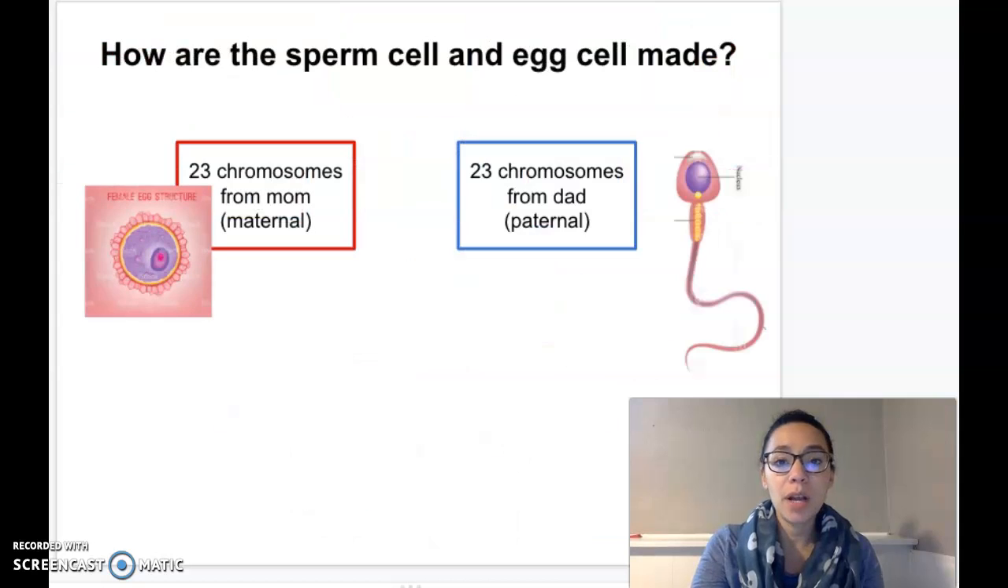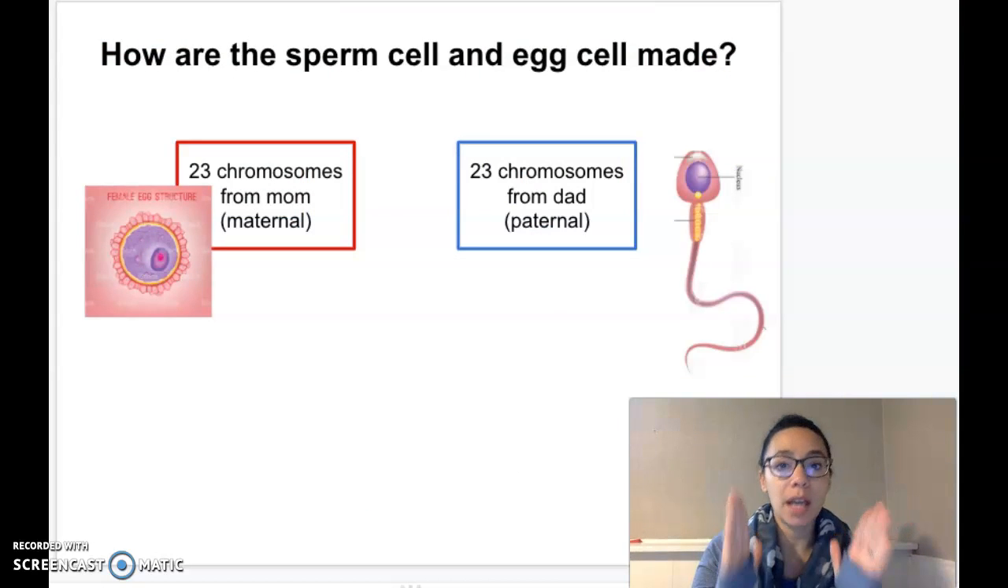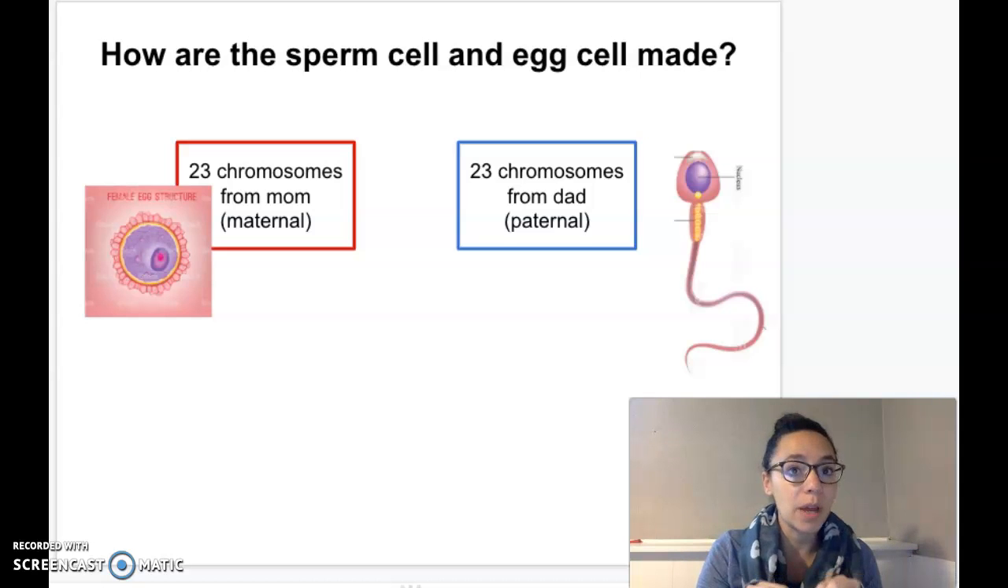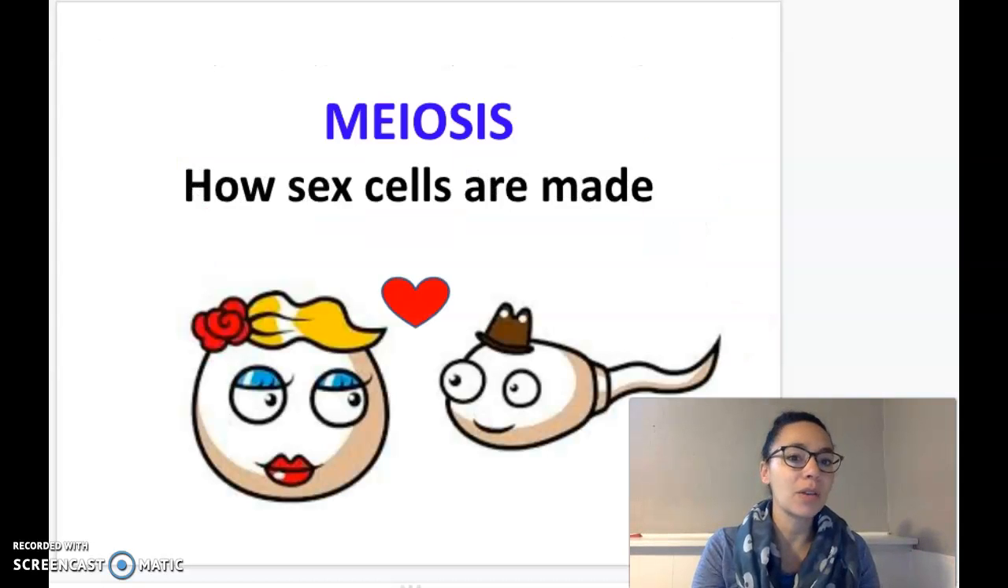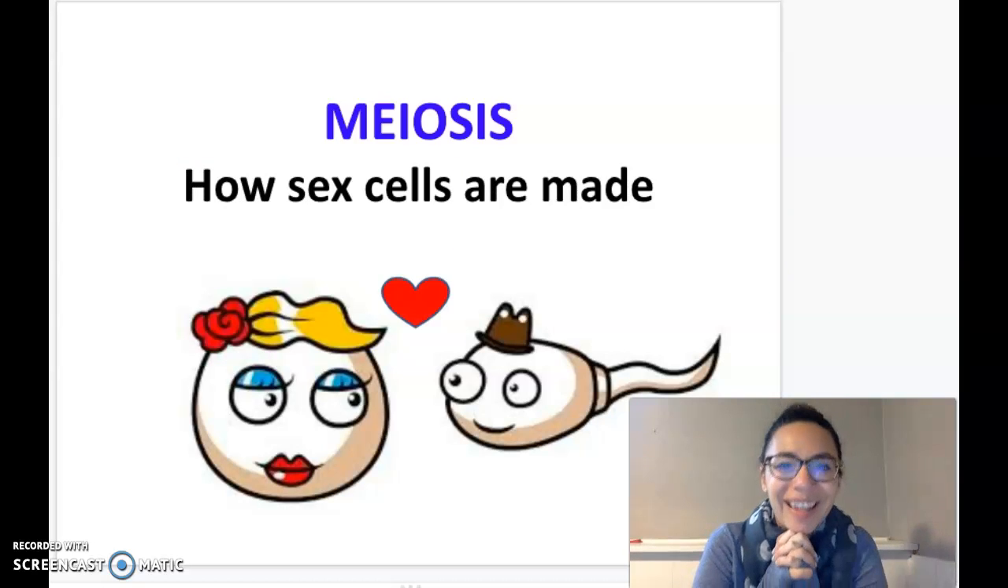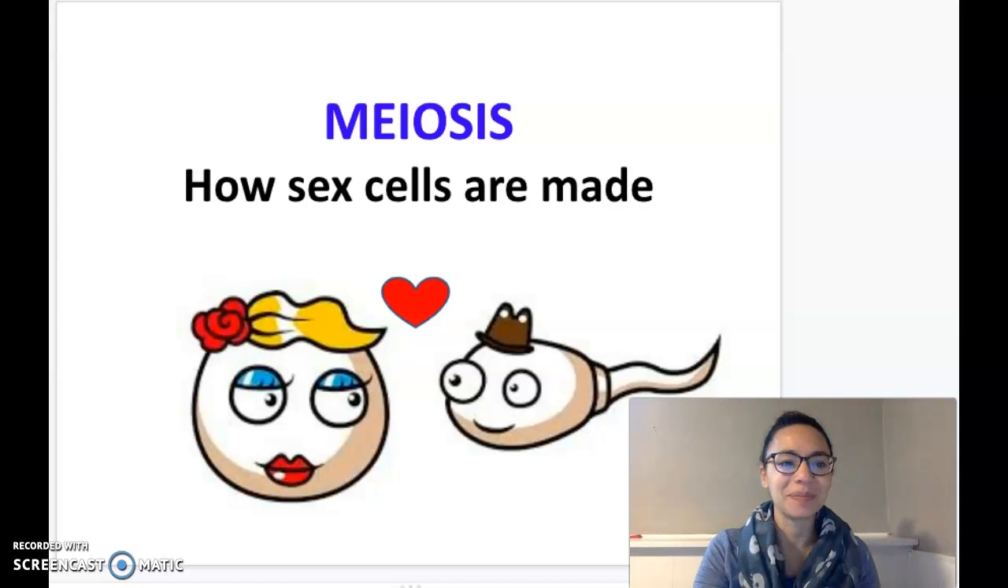But this process of meiosis is special because only sperm and egg are made this way. So we're going to learn today how sperm and egg are made. While all the other body cells divide by mitosis, these special cells have a different way of dividing so that each individual organism is different, right? We're not just clones of each other. Okay, so meiosis, a love story. How sex cells are made.